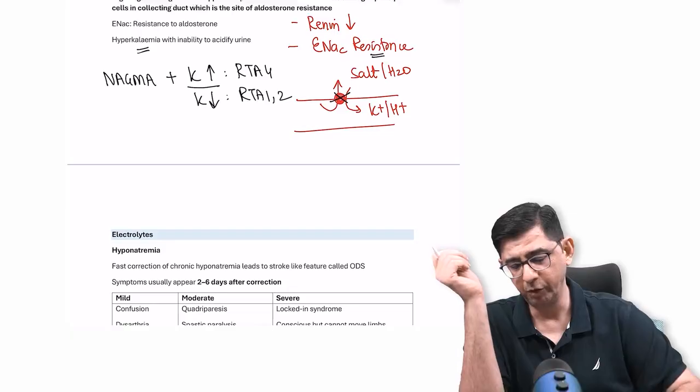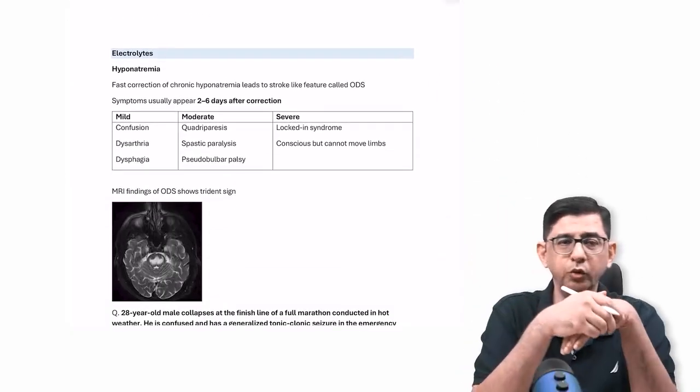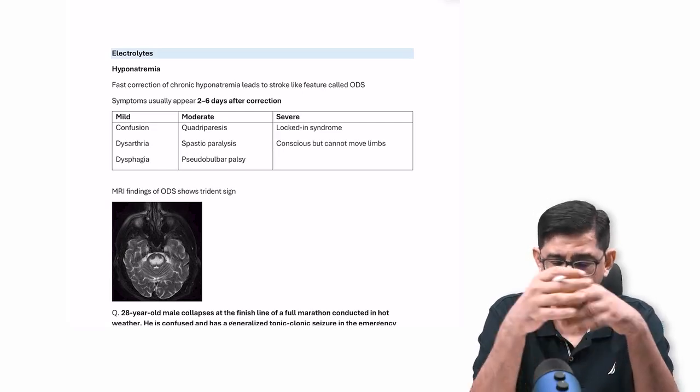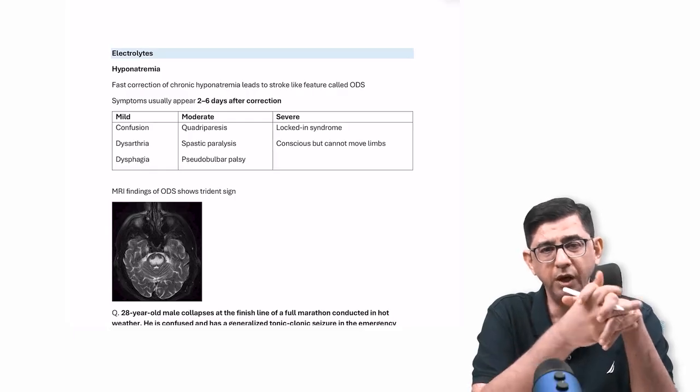Now I will describe a couple of electrolyte imbalances before you. So you know that for hyponatremia, we never do a fast correction. If we do a fast correction, it can cause stroke-like manifestations, including locked-in syndrome.